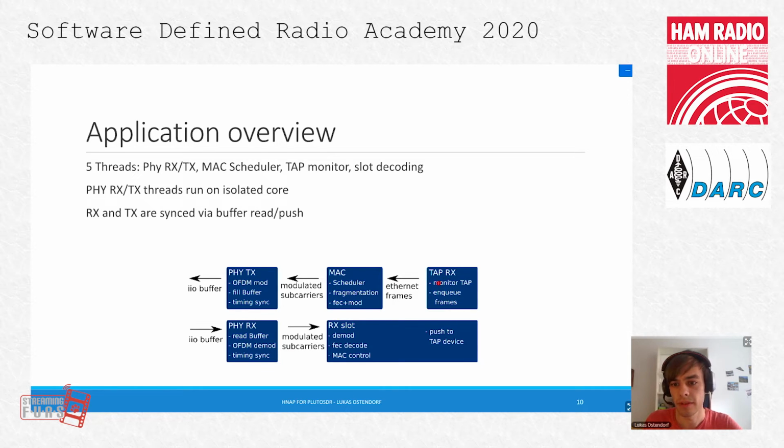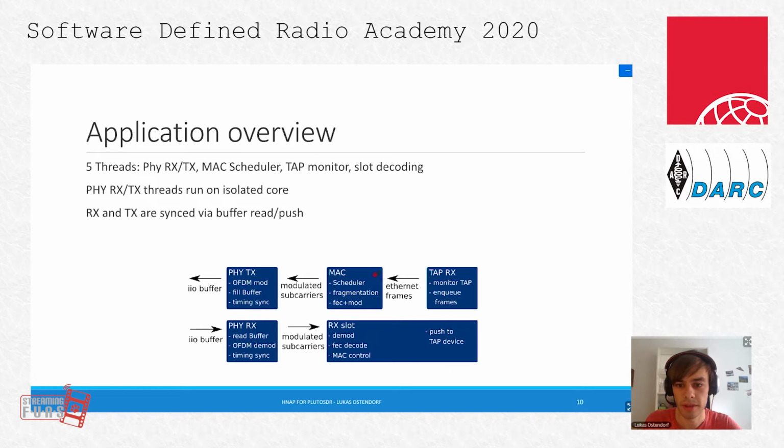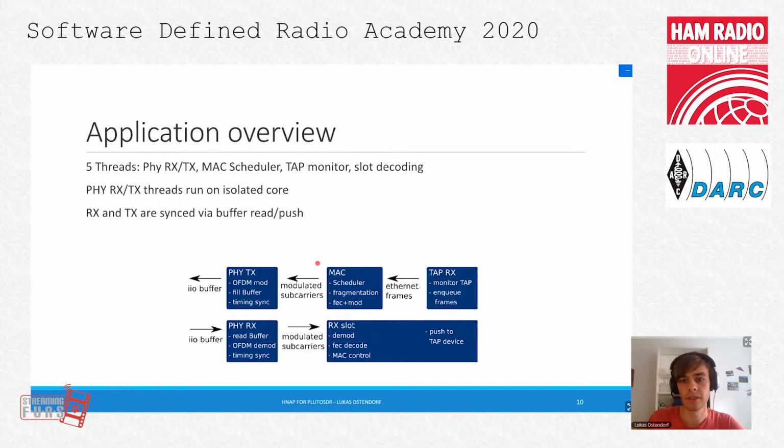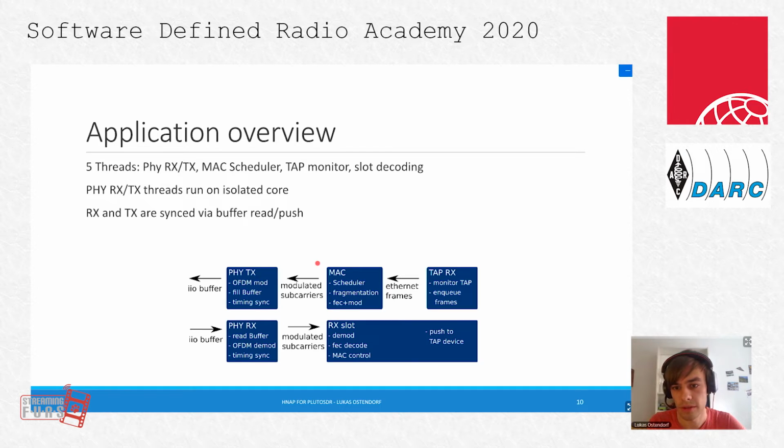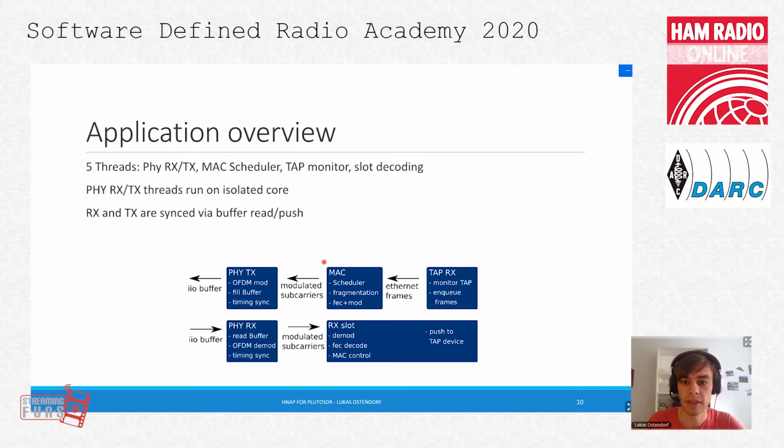And whenever this thread receives an Ethernet frame, it will then queue it to the MAC queue. Then at the MAC thread, we have our scheduler, which is executed every 17 milliseconds. And the scheduler, or the MAC thread, is then also responsible for fragmentation and forward error correction and modulation of the slots. And then these pre-modulated subcarriers are forwarded to the PHY TX thread and then transferred to the buffer.